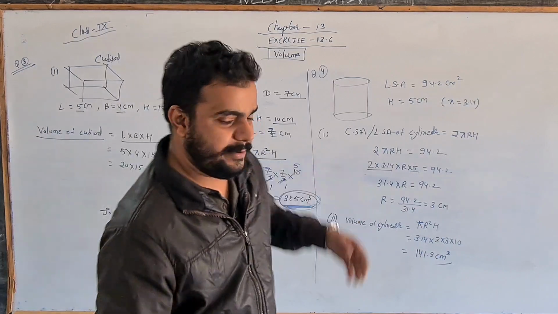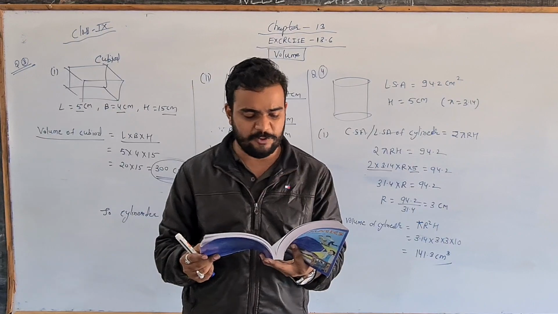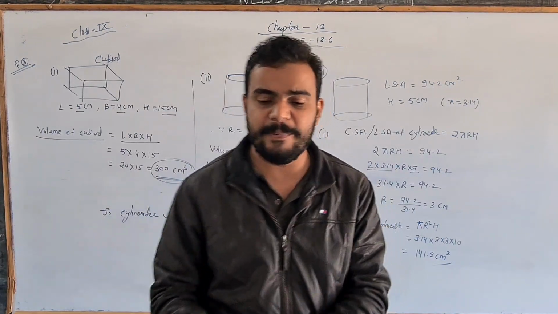Okay, so the next question, number 4, is like this. If the lateral surface area of the cylinder is 94.2 centimeter square and the height is 5 centimeter, find the radius of base and the volume.